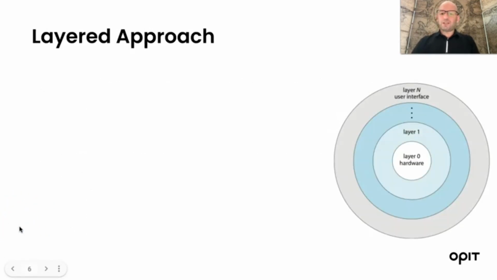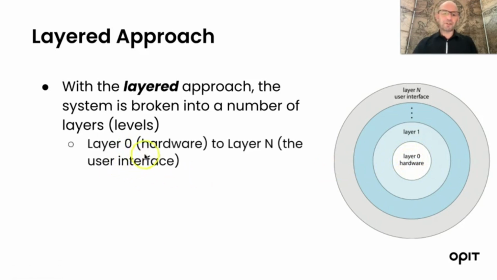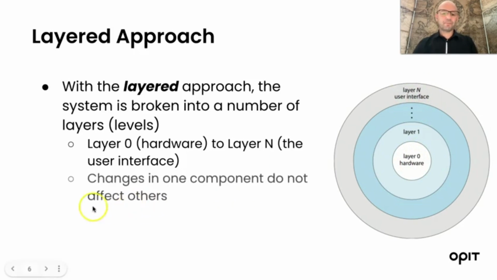The second approach then is the layered approach. With the layered approach, the system is broken into a number of layers, and you can see it here. I guess you could think of it as like an onion. An onion has a bunch of layers. And in the middle, in the core layer, is layer 0, hardware. So we go from layer 0, hardware, to layer N, which is the user interface. So there's a separation of the hardware from the user interface, and changes in one component do not affect any of the other layers.